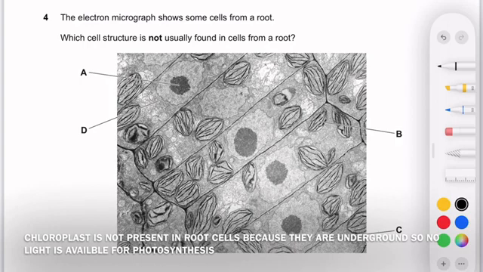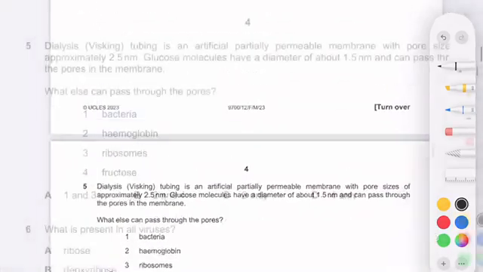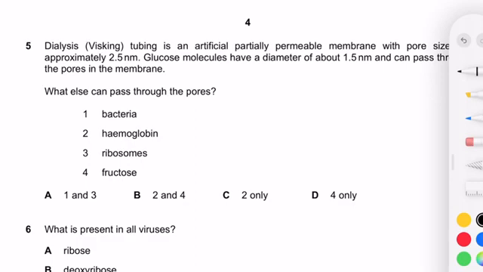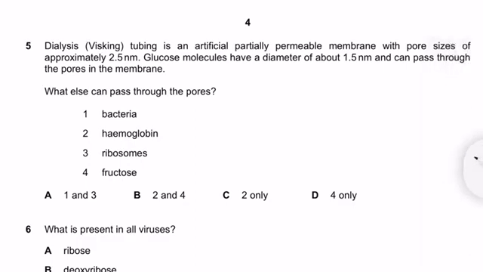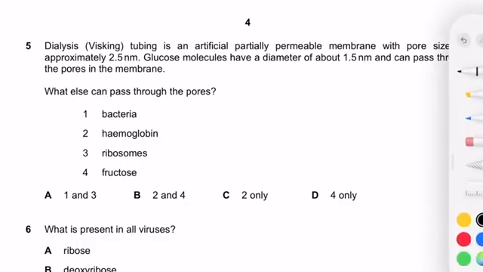Number 4. Which cell structure is not usually found in cells from the root? I would suppose it's... So cell wall is actually usually found, and chloroplast is not found because it doesn't really undergo photosynthesis.